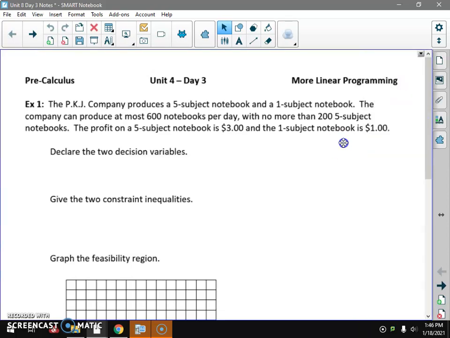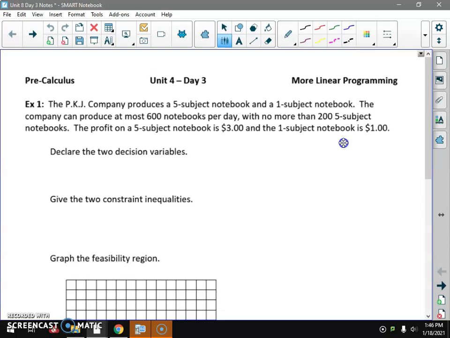All right, so let's do this one, a quick one. PKJ Company produces 2 types of notebooks, a 5-subject and a 1-subject. The company can produce at most 600 notebooks per day with no more than 200 5-subject notebooks. The profit on a 5-subject is $3. The profit on a 1-subject is $1. Nice one for you to start with. This could maybe even be a little warm-up for you. See what you can do.